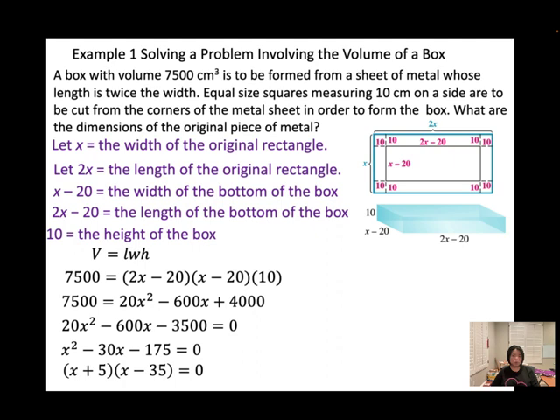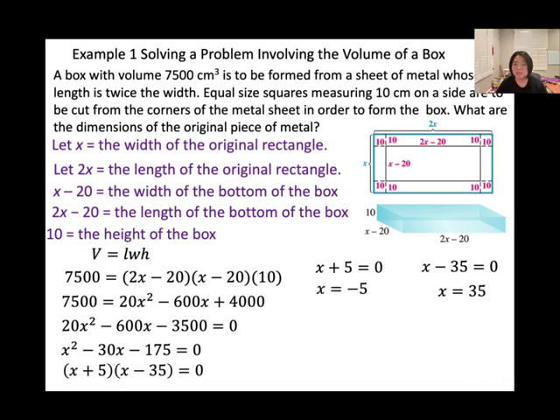Use the zero product property. x plus 5 equal to 0 or x minus 35 equal to 0. So x equal to negative 5 and x equal to 35. So is it possible that the x represents the length and the width, right? Can it be negative? No, right? So we're gonna reject this answer. The distance or the length has to be positive.